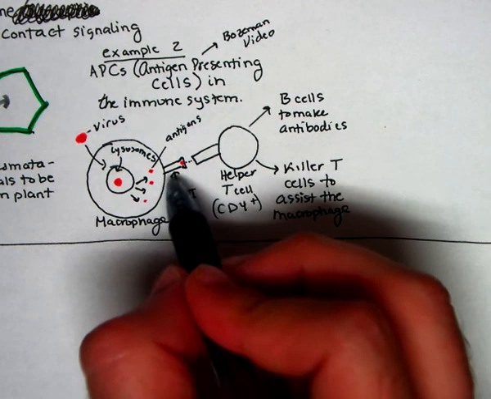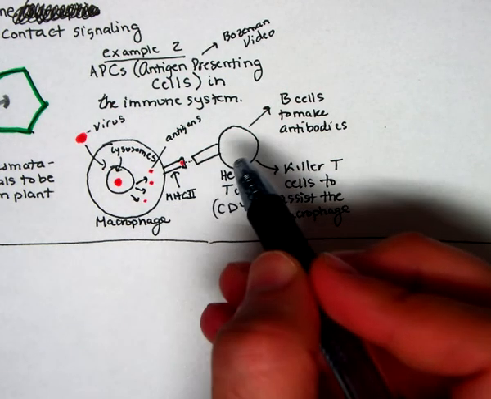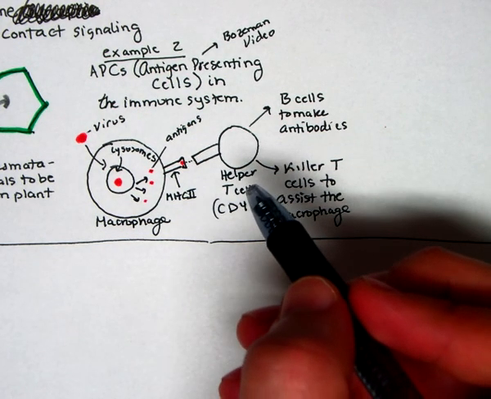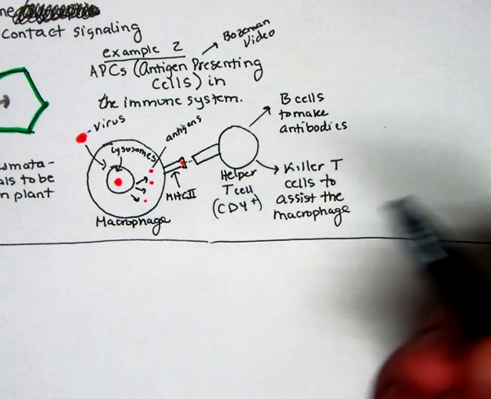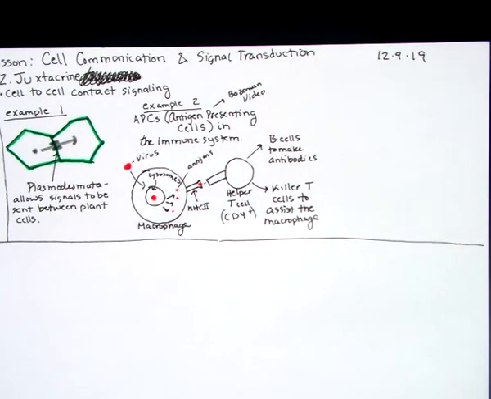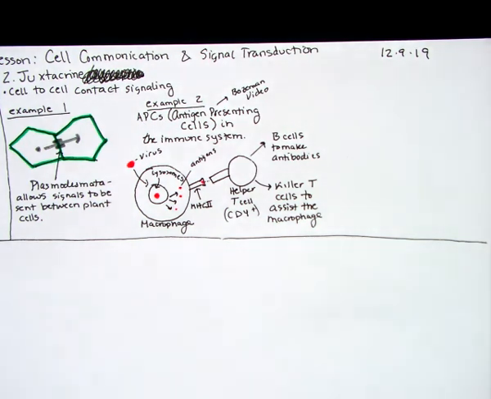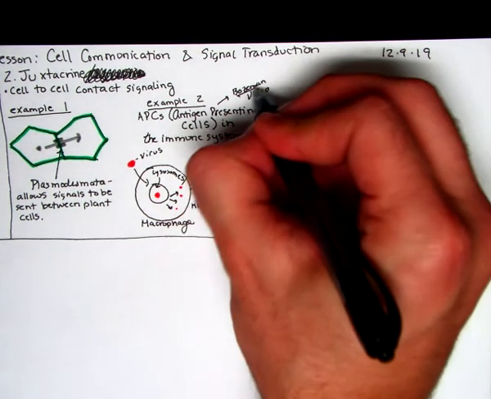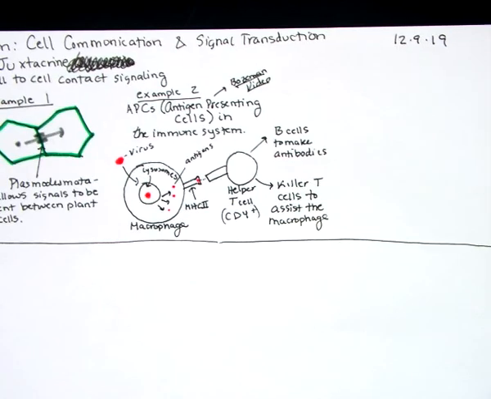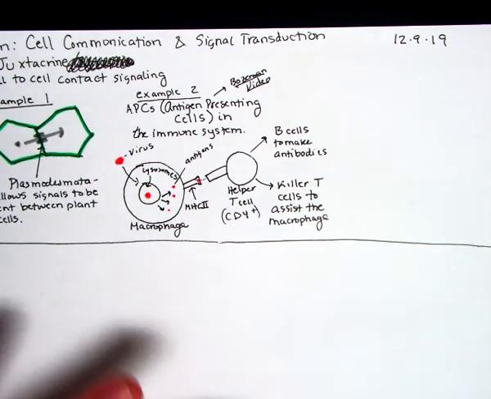Okay, so this cell-to-cell contact right here, that is juxtacrine signaling. Okay? It's a hallmark of juxtacrine signaling. Again, if you want to learn more about that, go back to the Bozeman video, but also come talk to me, I'll talk to you about it. Okay. So that's juxtacrine.